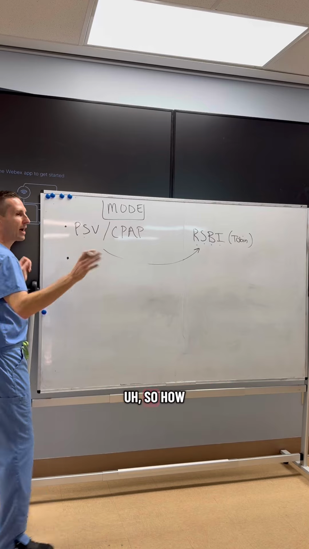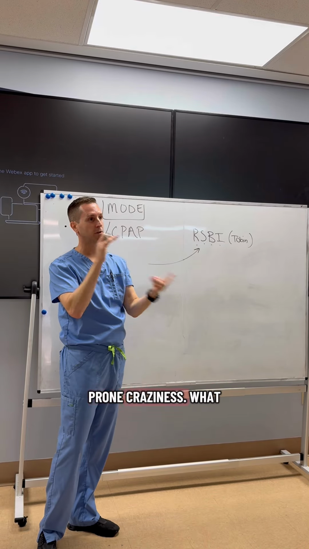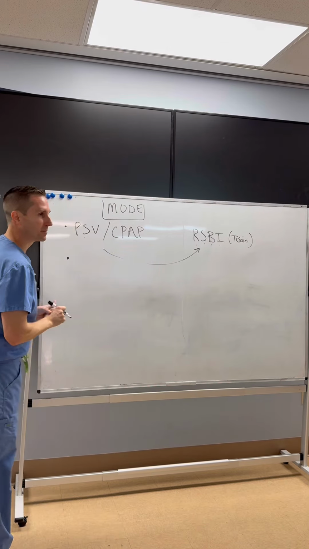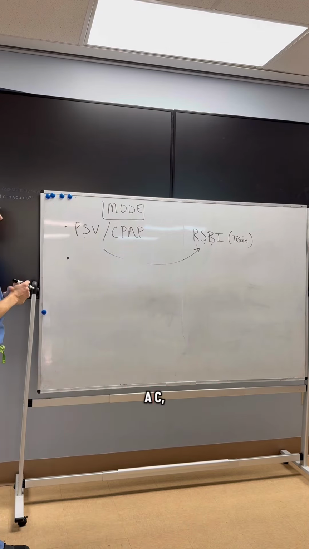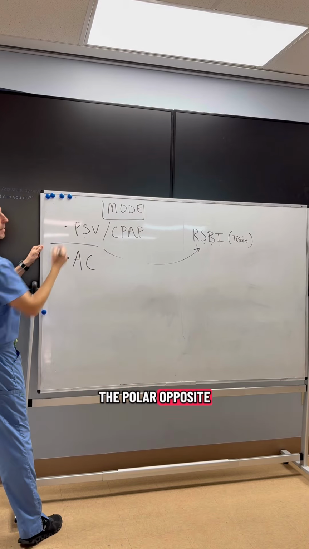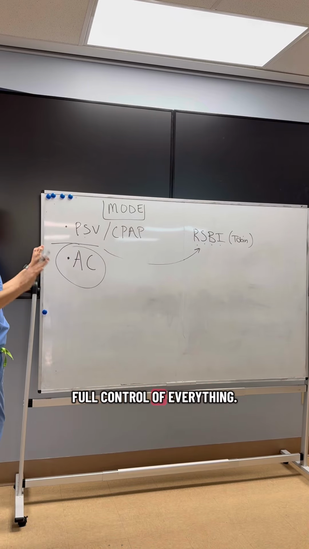How about this? We have multiple patients that are on a paralytic drip, prone, craziness. What mode are they on? ACVC? Exactly. So they're on assist control. So that's like the polar opposite of this one. This is where we are in full control of everything.